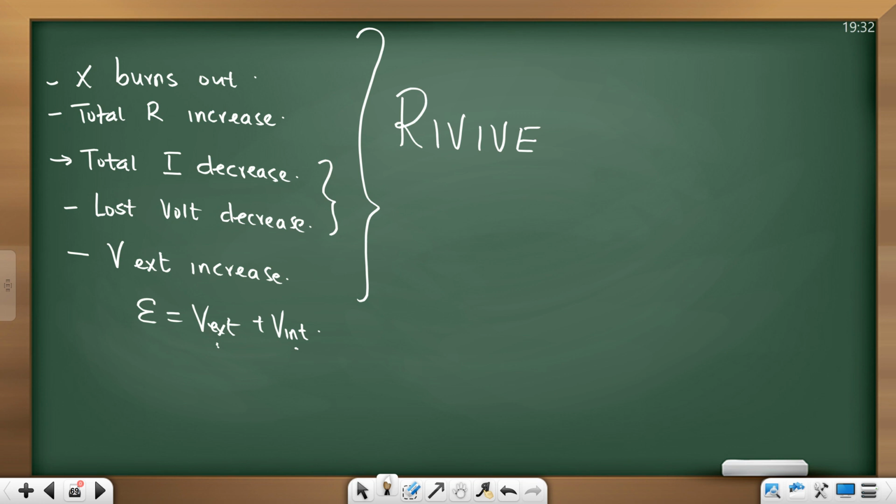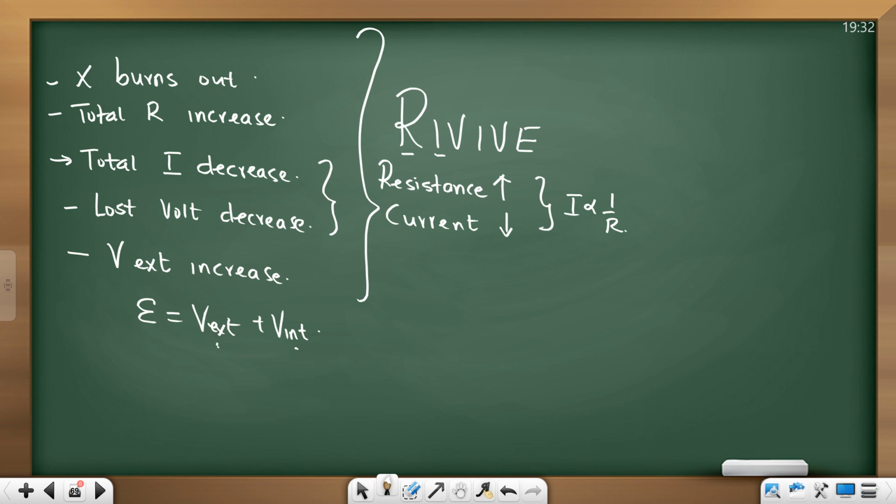Now, revive. What do I mean by revive? The first R is what? Resistance. If resistance increases, we know the relationship between current and resistance. They are inversely proportional. What will happen to current? Current is I, right? Current will decrease. What is the relationship? I and R are inversely proportional. I'm done with the first two.